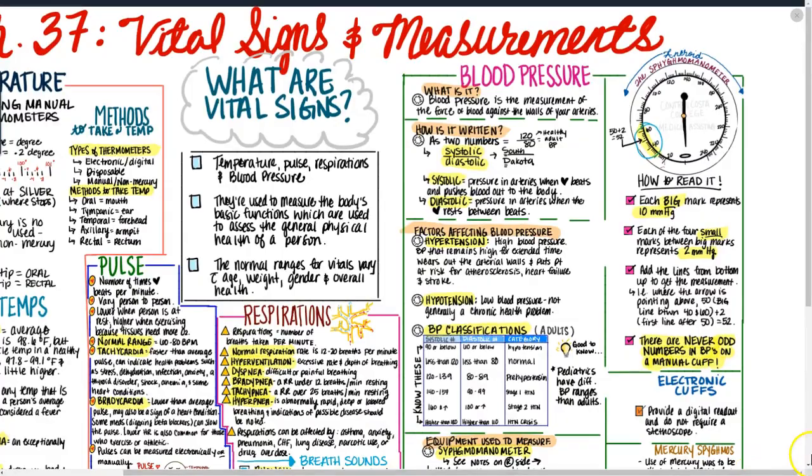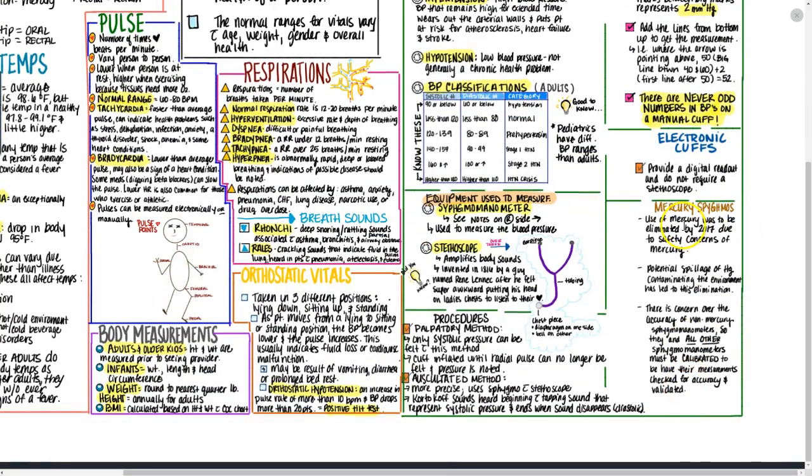All right, I digress. So back over here to mercury sphygmomanometers. Like I mentioned earlier with the thermometers, the use of mercury was eliminated in 2017 due to safety concerns. The potential spillage of mercury contaminating the air environment led to the whole elimination of mercury. It was a big to-do, and now we don't have a lot of mercury things anymore, which is good for the environment, but there is concern over the accuracy of non-mercury sphygmomanometers.